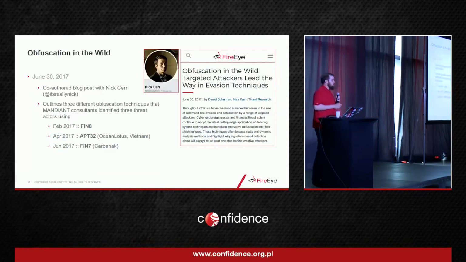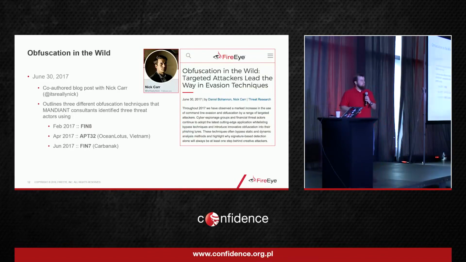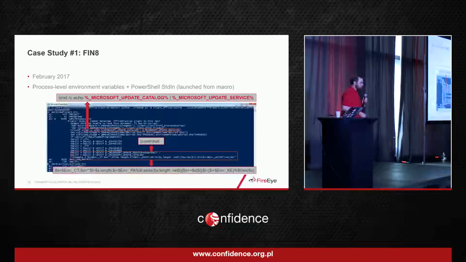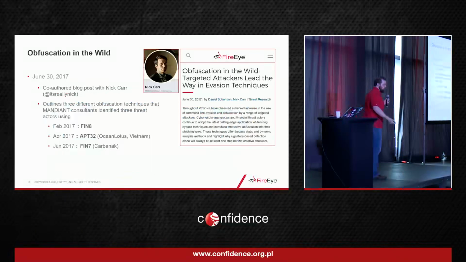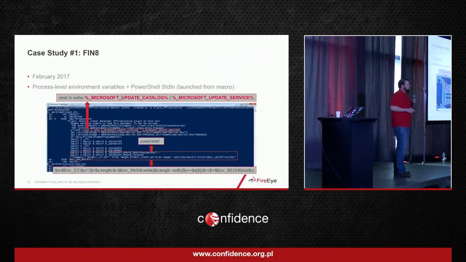Well, last year, at the very end of June, my manager, Nick Carr, and I released this blog post outlining 3 different groups: Fin8, APT32, and Fin7, and some really interesting, unique obfuscation that they were using in the wild during our investigations. So the first one, Fin8, and there's the blog post right there. The first one is Fin8, a financial threat group.